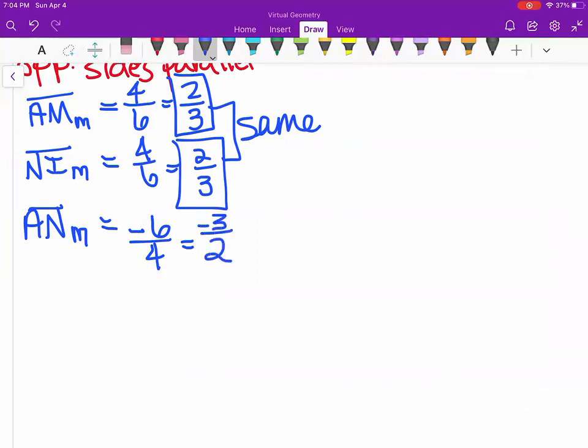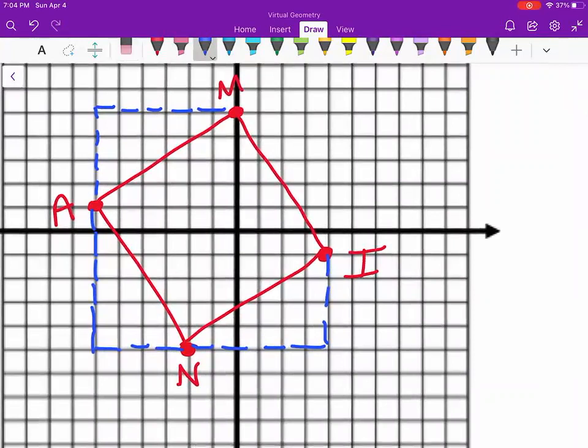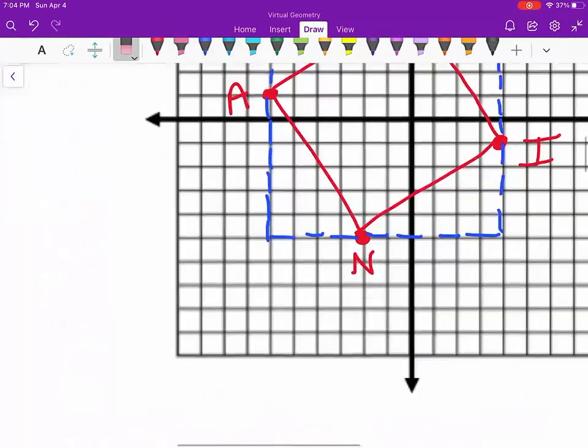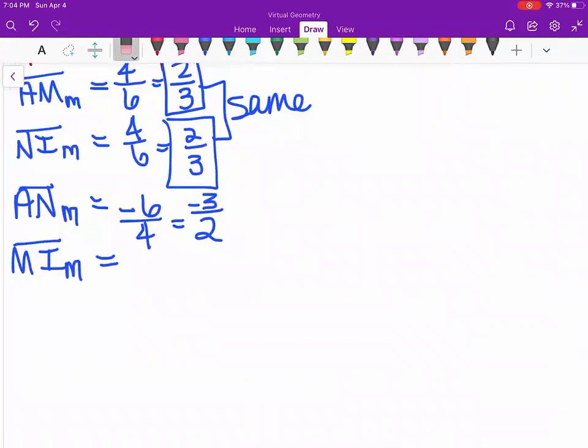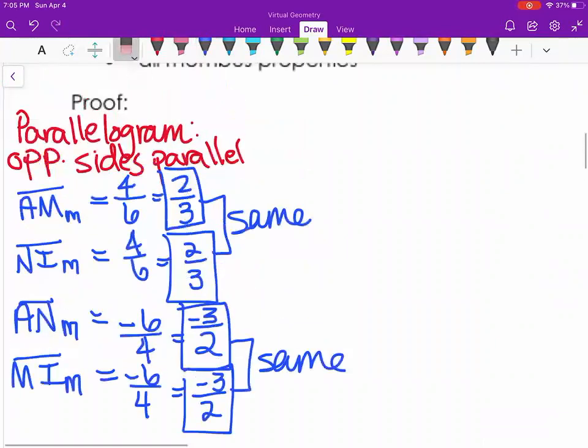All right, and then the side opposite of that would be MI, straight across. And again, the little m there, let's find that one. All right, so again, so I don't mess up my picture, I'm just gonna do the slope on the outside. So right 4, down 6. So again, because I go down, that means my slope is negative. So a -6/4. Guess what? It's the same for a -3/2. And those two are the same, which means this is in fact a parallelogram for the first part of it.